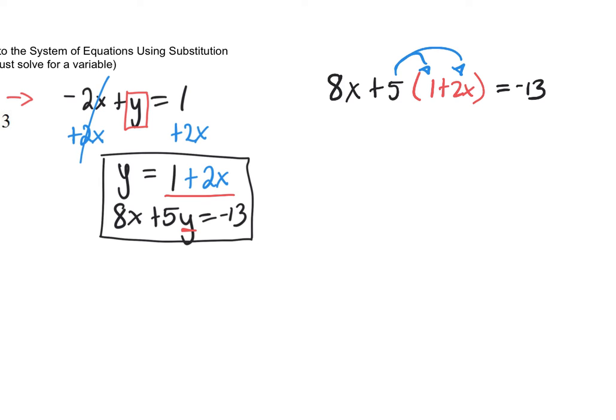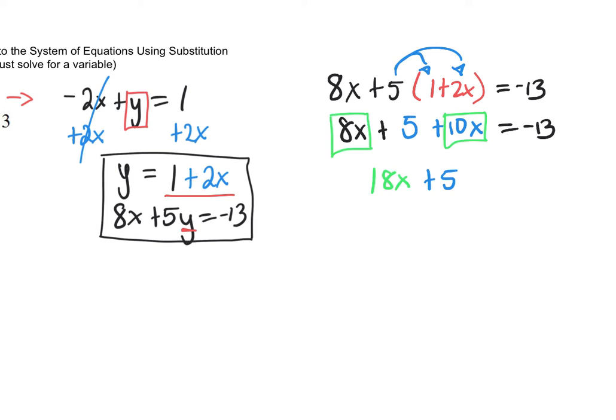Remember to simplify first. So we are going to distribute. 5 times 1 is 5. 5 times 2 is 10. And we're talking about x. Bring down everything else. Combine like terms. So I have an 8x and a 10x. So that becomes 18x plus 5 equals negative 13.